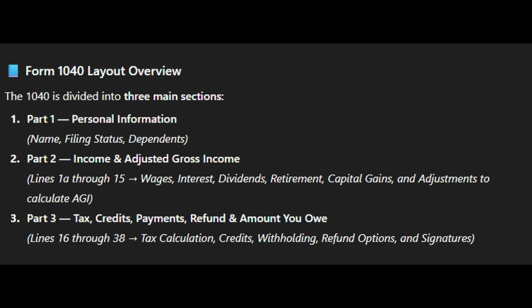Before we jump in, let's quickly review the overall layout of the Form 1040. Part 1 covers your personal information, name, filing status, and dependents. Part 2 covers income and adjusted gross income, everything from wages, interest, and dividends to your deductions that determine AGI. And Part 3, which we'll focus on in this video, brings it all together. This is where you calculate your actual tax, apply any credits, record payments and withholdings, and finally see whether you're getting a refund or owe the IRS.